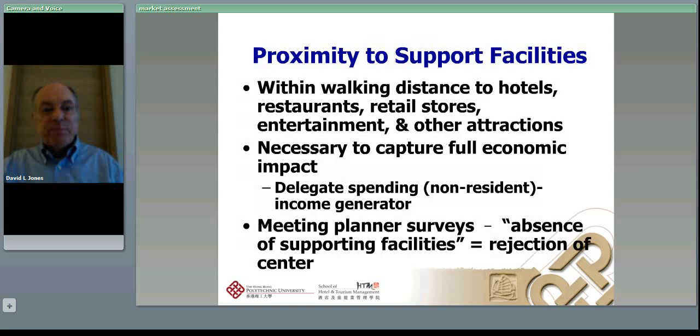Proximity to supporting facilities. How about walking distance to hotels? Are they connected or not? You know, you have situations where a lot of times you build hotels, you want hotels, like we have here in Hong Kong with the Grand Hyatt and the Renaissance that are connected to the center, so you can go back and forth inside. But in a place like San Francisco, that was quite a political issue.